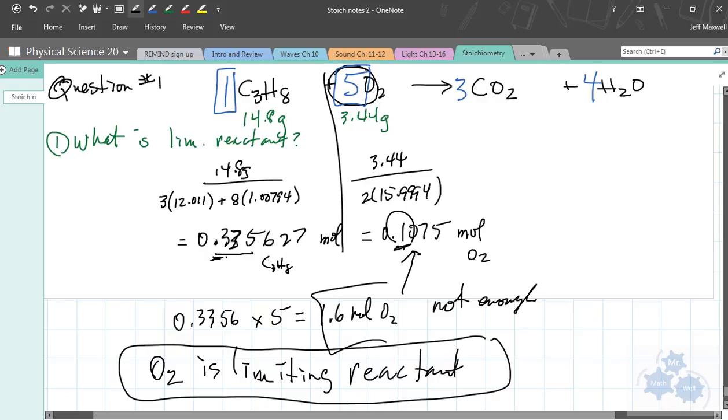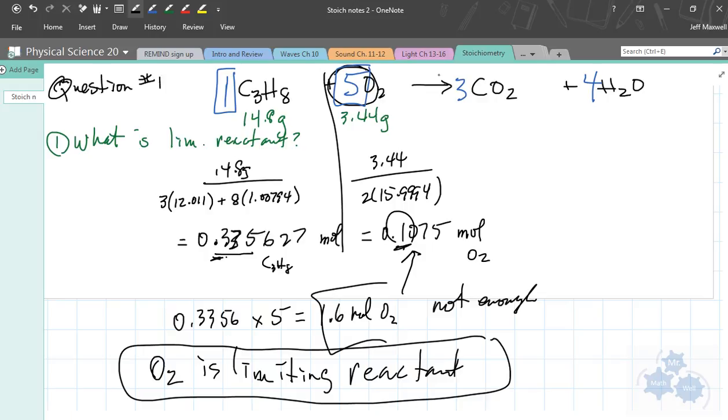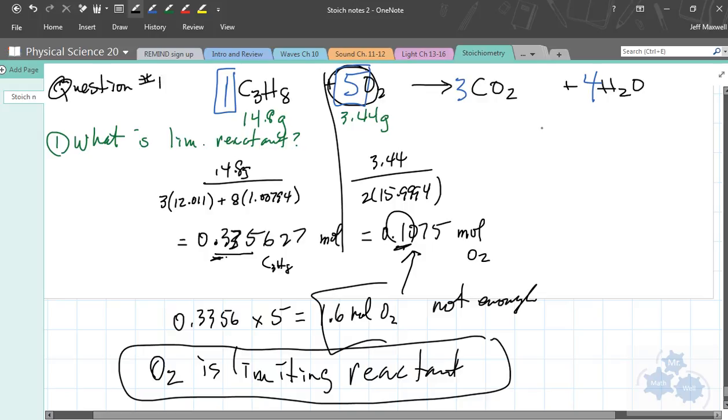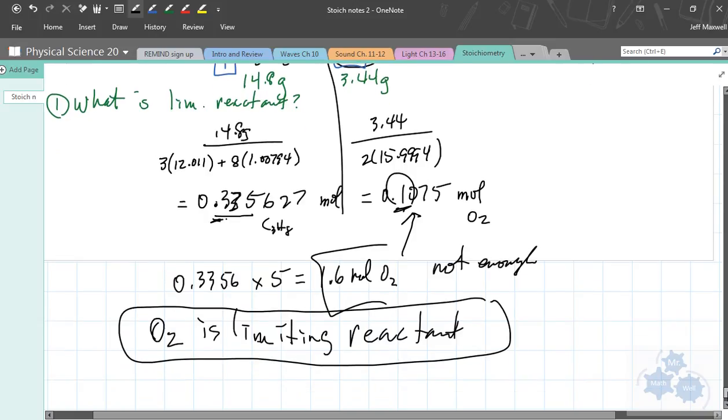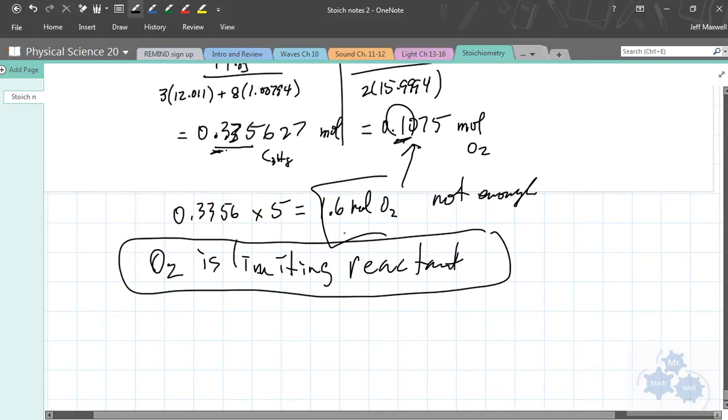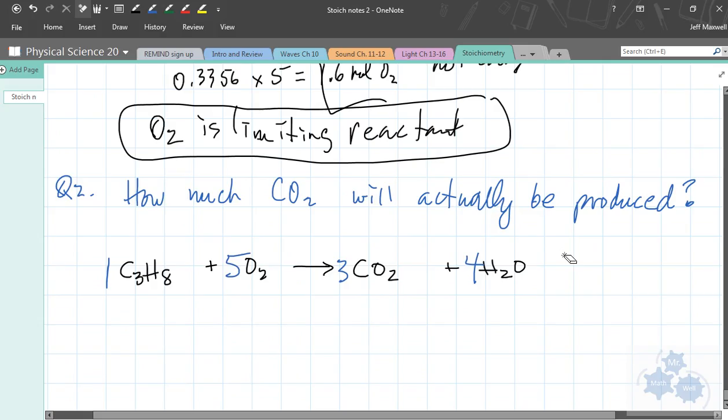Now, the next phase after noticing which is the limiting reactant, and this is the next big step, is determining, and the next part of this question is asking you, how much carbon dioxide will then be produced? So let's take a moment to write that question. So now this is actually the stoichiometry, right?